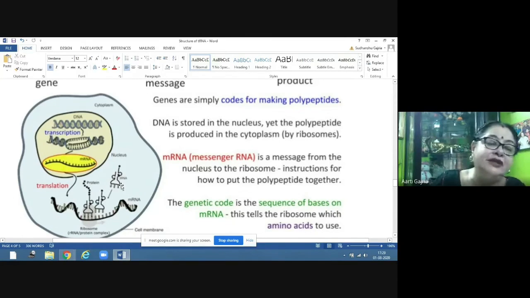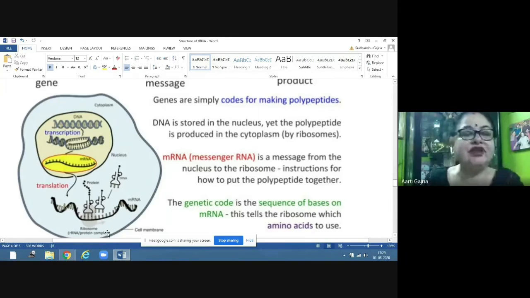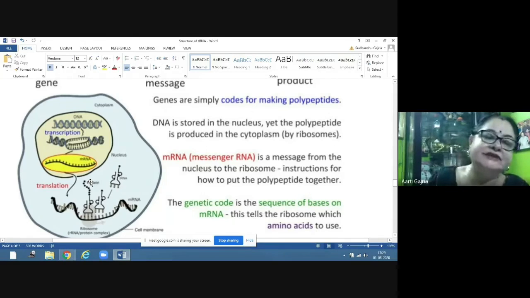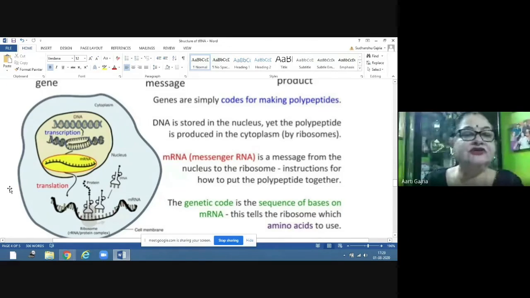Now from here, the transfer RNA is coming and going, coming and going. So ultimately what will happen? The stop codon will come on the messenger RNA. And once the stop codon comes, there is no transfer RNA which will come for that. The release factor will come, and that will release this protein. And this protein is formed after translation.